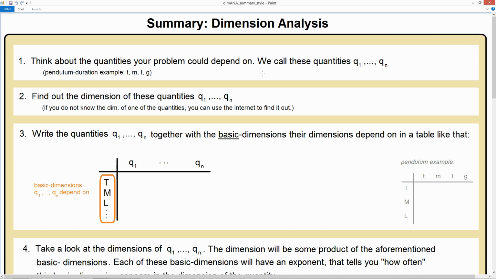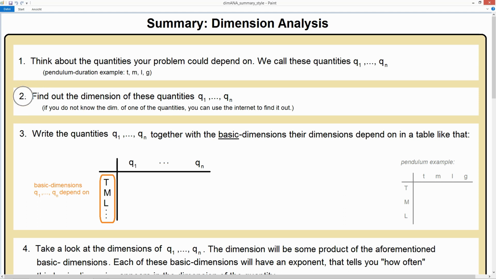In our example, where we wanted to find a formula for the cycle duration t of a mathematical pendulum, these quantities Q1 to Qn could be small t, small m, small l, and small g, where t describes the cycle duration, m describes a mass, l a length, and g is a constant, the gravitational constant.